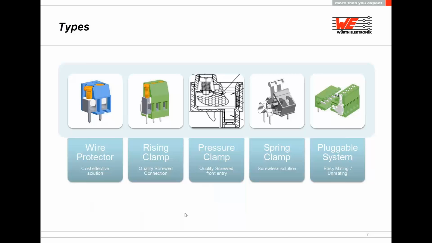Here are the types that I was talking about. We have the wire protector, which is a very cost-effective solution. Rising clamp, the quality screwed connection, and pressure clamp, the quality screwed front entry. Spring clamp, which we also call a screwless solution. And the last one is the pluggable system. It's easy to mate and unmate.